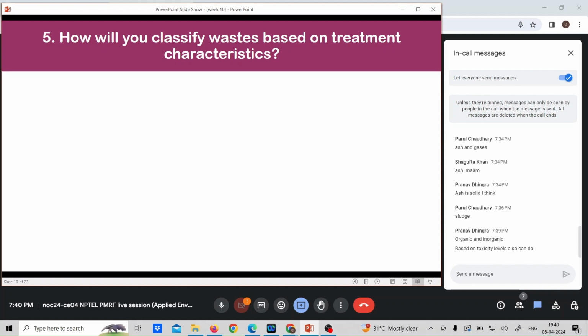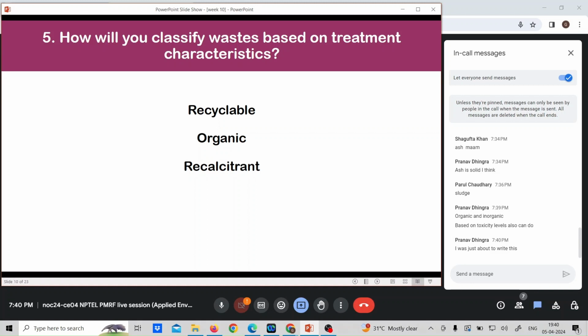Okay, since this is a very open-ended question, I'll just display the answers now, but you are partially right with this organic and inorganic thing. The first one is recyclable, the second one is organic, and the third one is recalcitrant. So generally when we have this waste collection, we all do this, right? We may segregate waste in our home before disposing of it. We collect all these plastic materials aside, glass materials aside, because we know that they are recyclable. Aluminium cans again are recyclable. It means we can turn them into some other product and use it again.